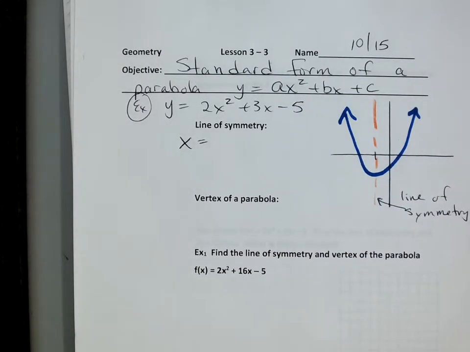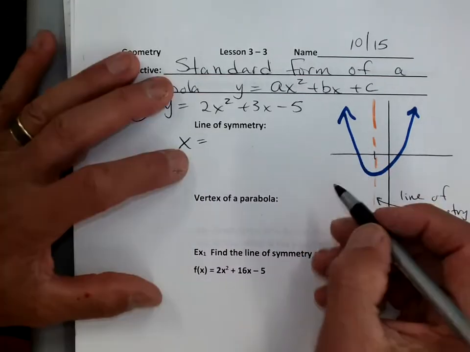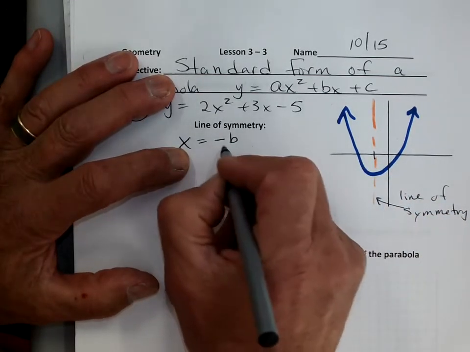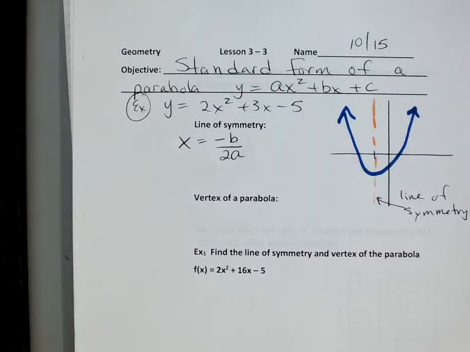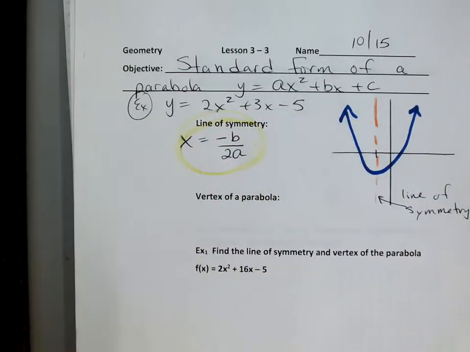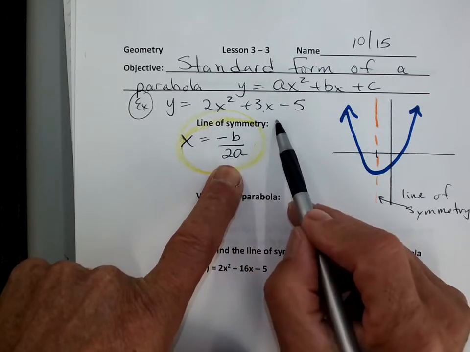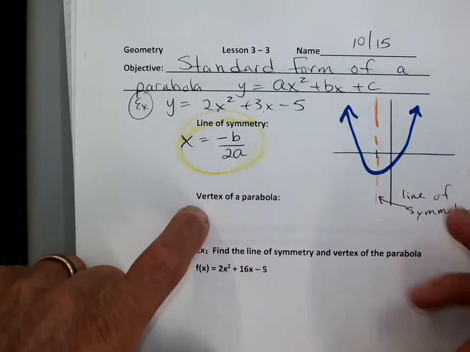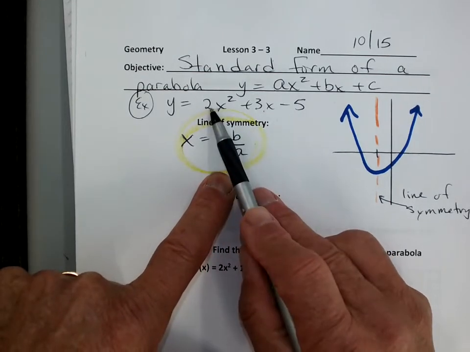If you want to find the line of symmetry and it's in standard form, you just use this little formula, negative b over 2a. I'm going to highlight that because that's an important formula. In this example, I would have used negative 3 over 2 times 2. We'll do an example down here. So that's the formula for the line of symmetry: negative b over 2a.